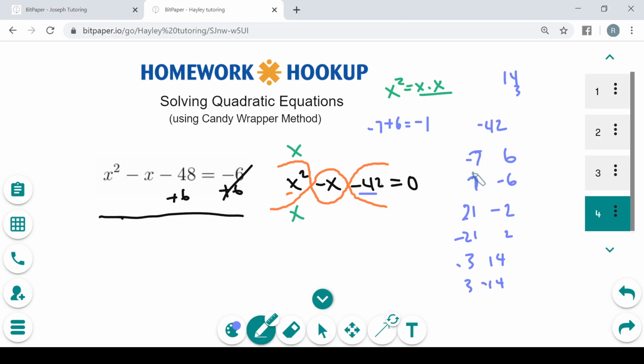It's the first one. But if it wasn't the first one, let's say it didn't add up to negative 1, then you would just keep going down the list until you found the one that matched. So for our particular case, it was the one that was out front. So it ended up being this guy.